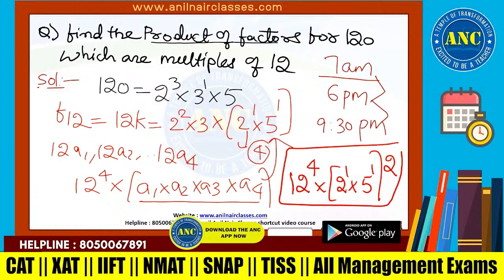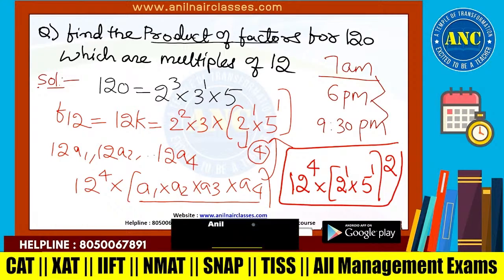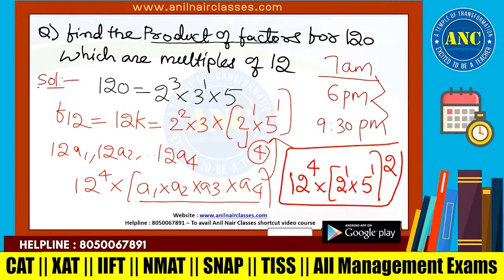I hope it is clear. Right? 2 power 1 into 5 power 1, whole power 2. Right? Clear? Next one. Next one. Not multiples, that also we will do. Please write down. Right? Next.